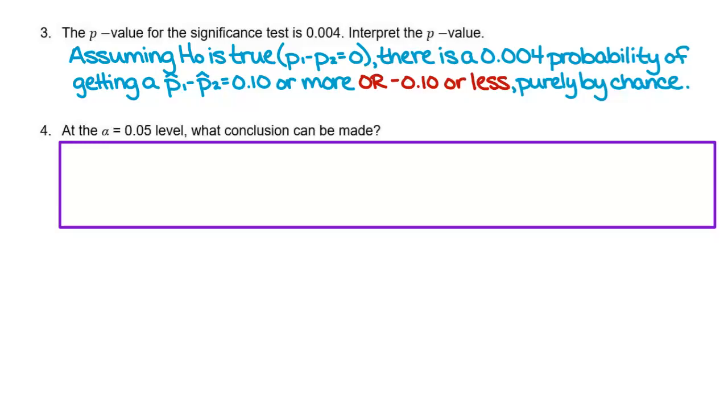Why do I have to include that part in red? Because it's a not equal to. If it was a greater than or a less than, I wouldn't have to have that, but because it's a not equal to, I need to see both this, what you got from your P hat 1 minus P hat 2, and then I need to see the exact same distance away on the other side of 0.